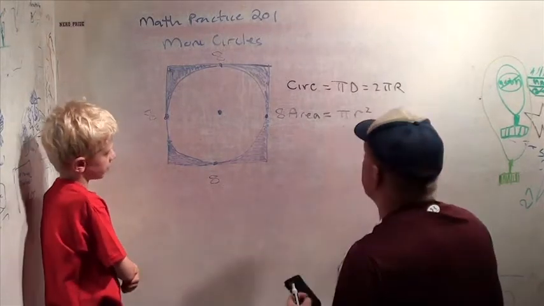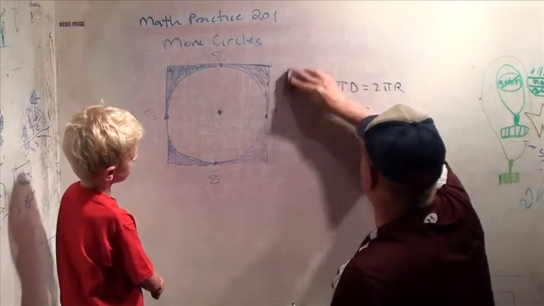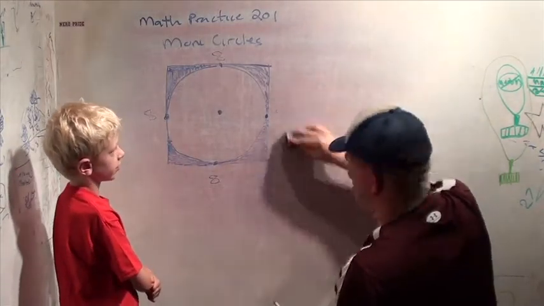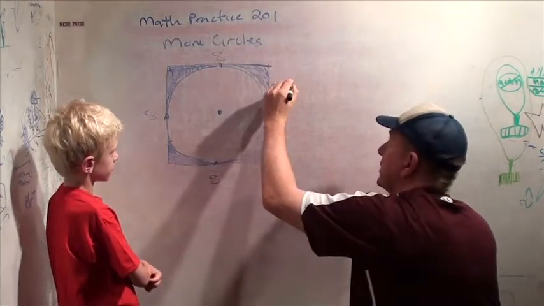Well, let's do the area of the square, 8. The area is 64 for the square. Okay, so the area of the square.